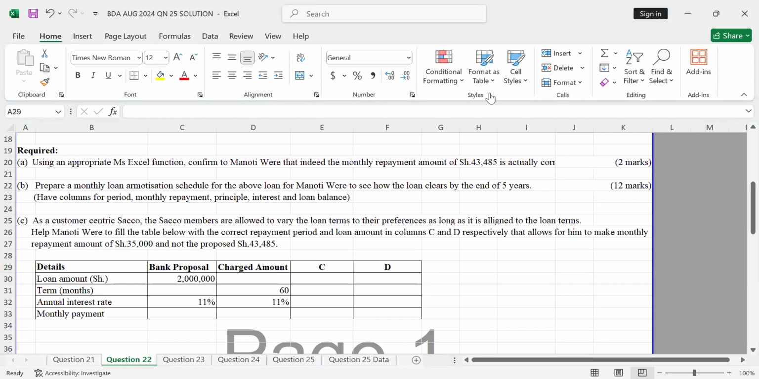We're doing loan amortization. I will also do what we call the goal seek. So loan amortization, and we'll also do goal seek.